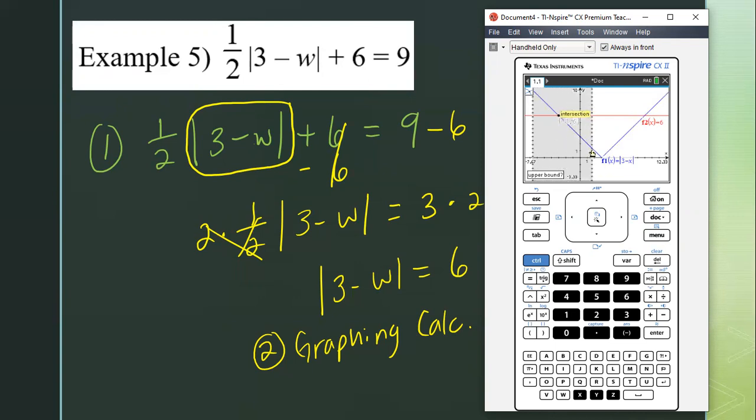So I have an intersection at -3. Do we see that? I'm going to keep scanning. And I have another intersection at 9. So my two solutions are -3 and 9. And that is how it's done in the calculator. We'll practice it again. So we have W equals -3 and W equals 9. But in order to do it in the calculator, you have to isolate the absolute value, okay? So step 1 has to take place in order for you to do step 2.